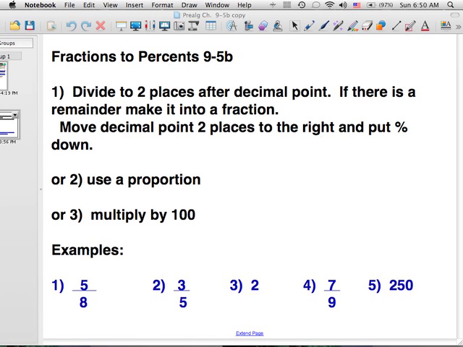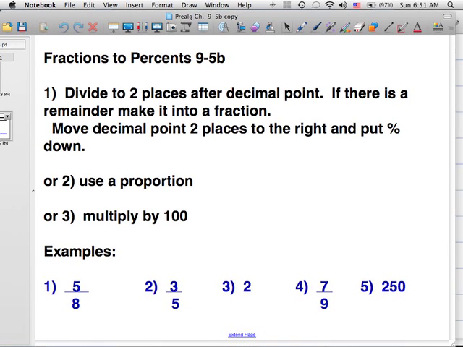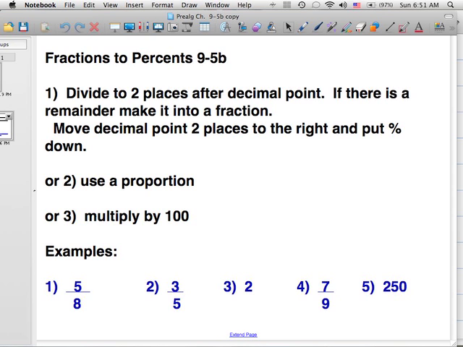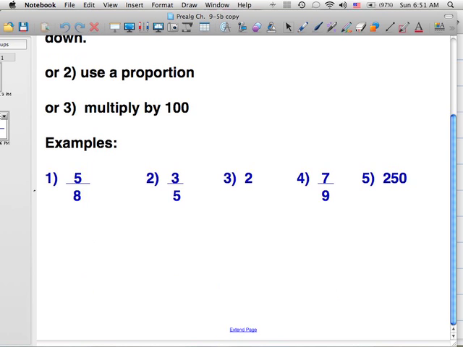We're going to be now changing fractions to percents. If I want to change a fraction to a percent, there's a couple ways I can do it. I can change it into a decimal and carry it out two places. And if there's a remainder, make it into a fraction, then move the decimal point over two places and put the percent sign. I could use a proportion, set the fraction equal to x over 100, or I can multiply by 100. And basically you find the way that's the easiest to handle.